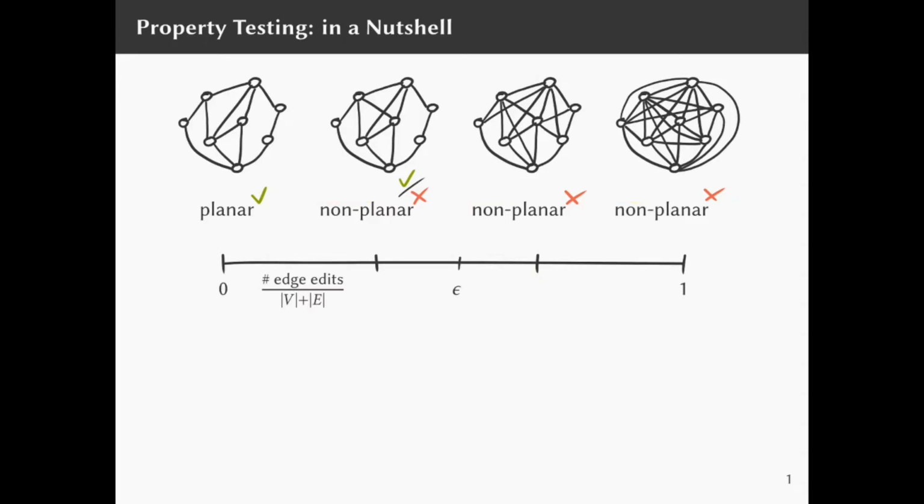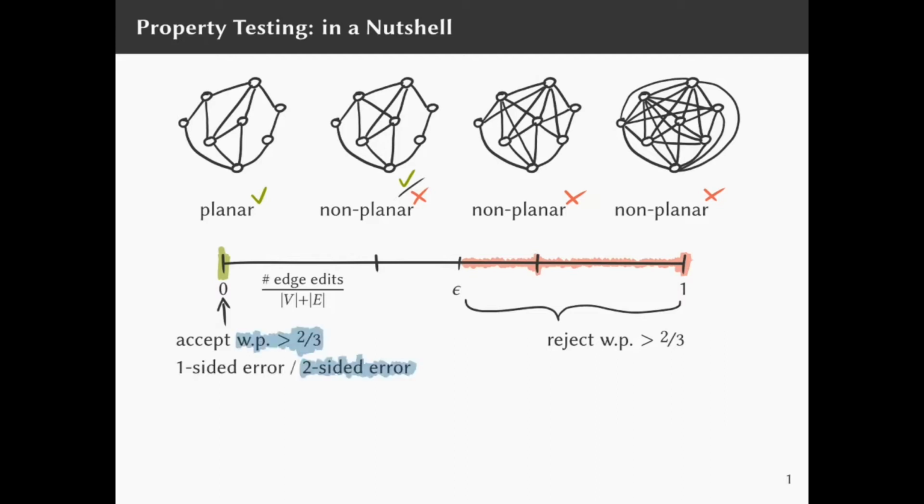Now, if you want to formalize slightly, quite and very non-planar, let's introduce an edit distance. We will consider the number of edge edits, so inserting an edge or deleting an edge, that are necessary to make a graph planar, normalized by the size of the graph, which we measure by the number of vertices plus the number of edges. Now we choose our relaxation parameter epsilon between 0 and 1, and we require our algorithm to accept graphs which have edit distance 0 to our property, in this case planarity, and we require it to reject graphs which have edit distance more than epsilon to the property with probability more than 2/3. So this is what we call a one-sided error property tester. There are also two-sided error property testers, and the difference is that for two-sided error property testers, we don't require that it always accepts graphs which have the property, but it only accepts them in 2/3 of the cases.